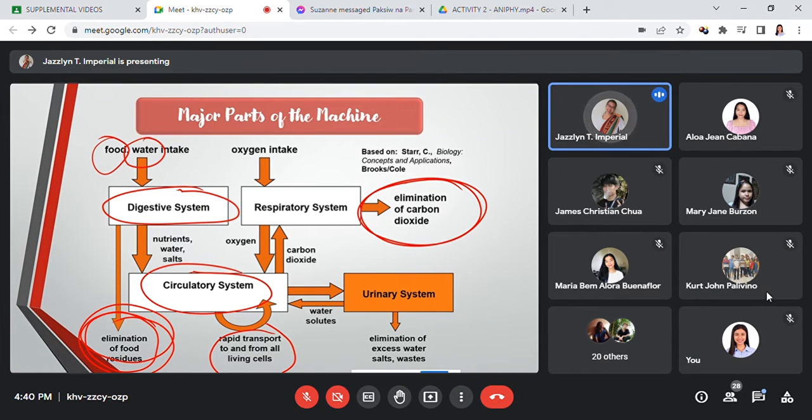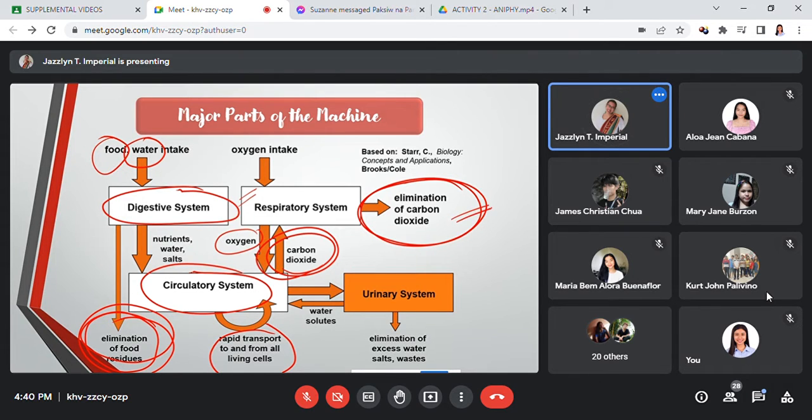And there will be the rapid transport to and from all the living cells. So from the vessels, this will be distributed to the tissues, and then for the blood to be oxygenated, this is where respiratory system is involved. Okay, so oxygen intake, oxygen enters the circulatory system. But as to excretory function, you will see here, class, carbon dioxide is delivered to the respiratory system and is eliminated.